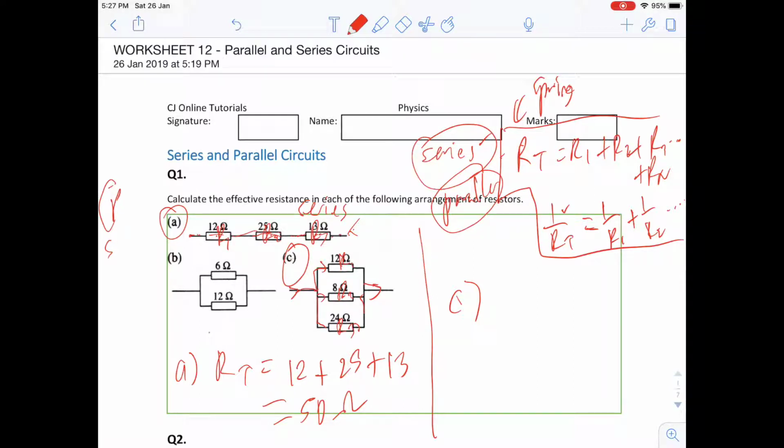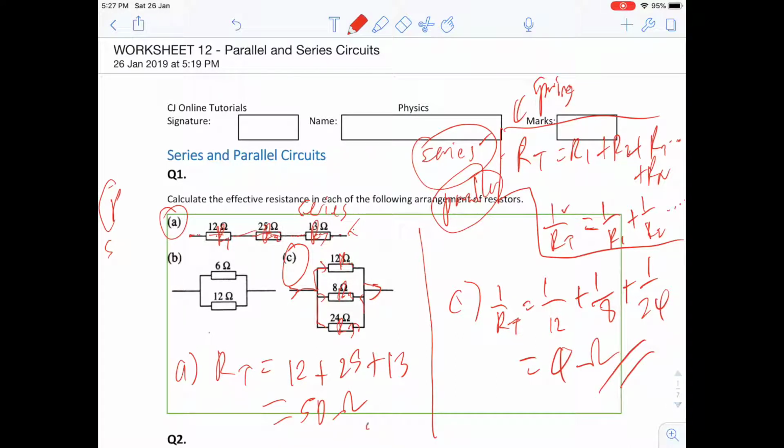So what I'm going to do is write out the equation: 1 over RT equals 1 over 12 plus 1 over 8 plus 1 over 24. Take out your calculator. If you recall the shortcut I taught you in class, you can use that as well. If you forgot the shortcut, you can just use the long method of plugging in 12 inverse, 8 inverse, 24 inverse, and you get 4 ohms.